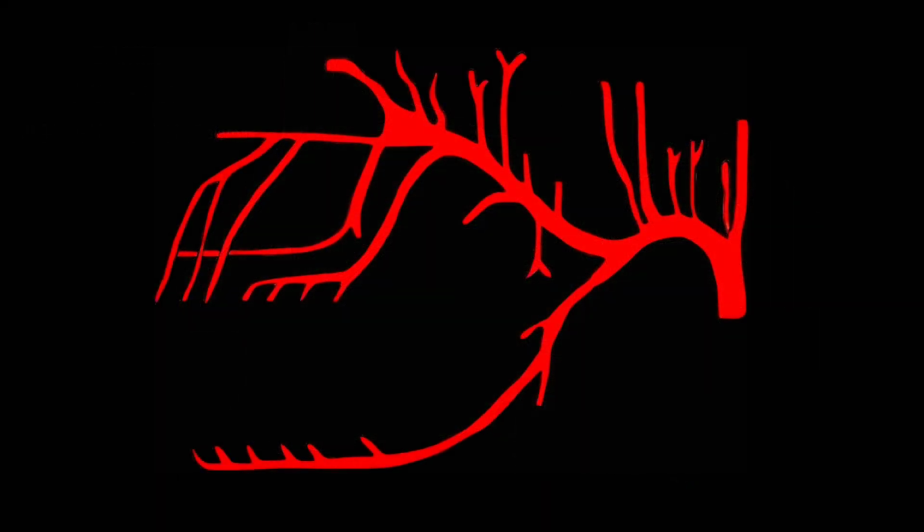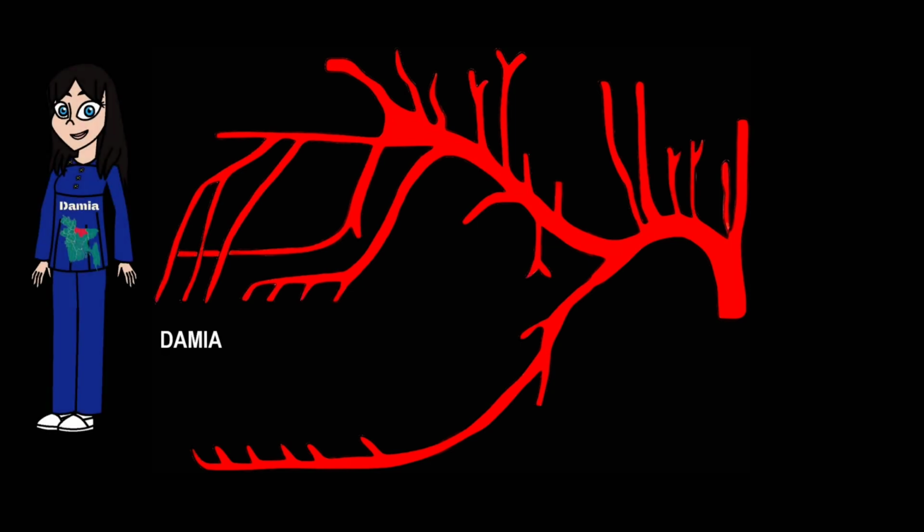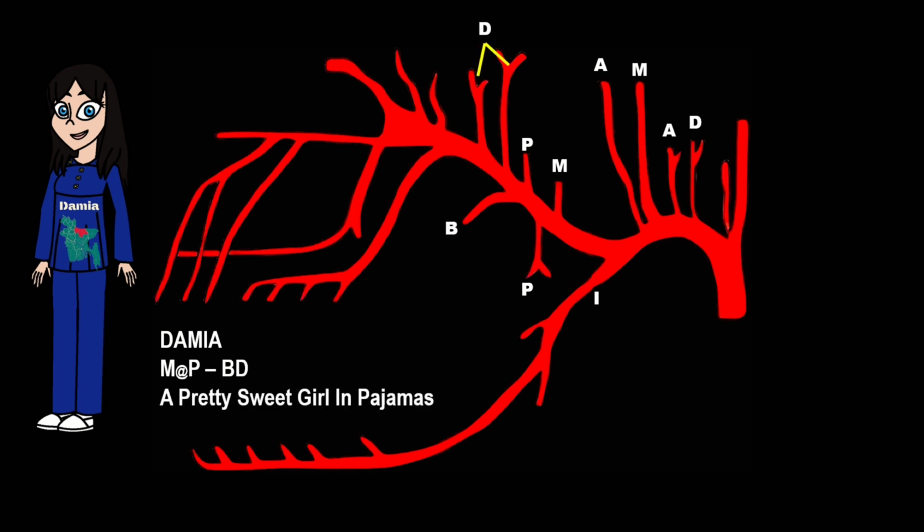This is the full picture of the maxillary artery division. So let us run the mnemonics fast. Damia, D-A-M-I-A. She's carrying a map of Bangladesh, which is M for masseteric branch, P for the pterygoid branch, B for buccal branch, and these are the deep temporal branches: anterior deep temporal and the posterior deep temporal.